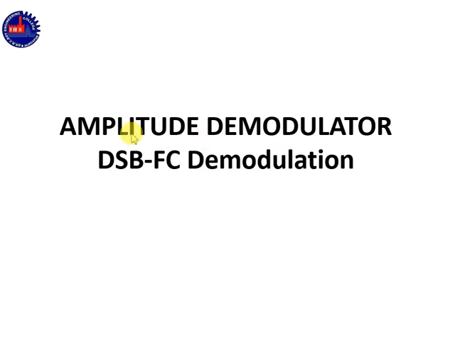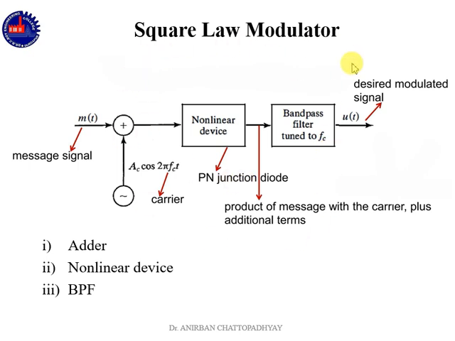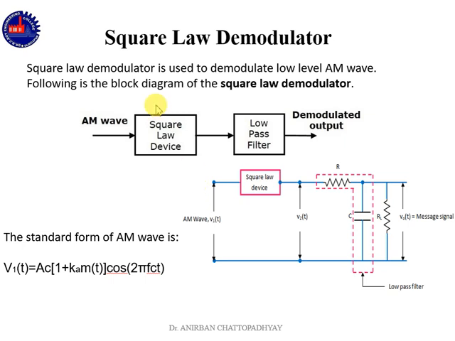So in this session we will see DSB-FC demodulation, because we have already seen DSB-FC modulation using the Square-law modulator. This is the Square-law modulator that I have already discussed in my previous session. You all know that using this Square-law modulator circuit we generate the AM signal and we transmit it. Now the second thing is, from the transmitted signal we need to get back our original information, or original message signal. That's why we use the Square-law detector circuit, or Square-law demodulator circuit.